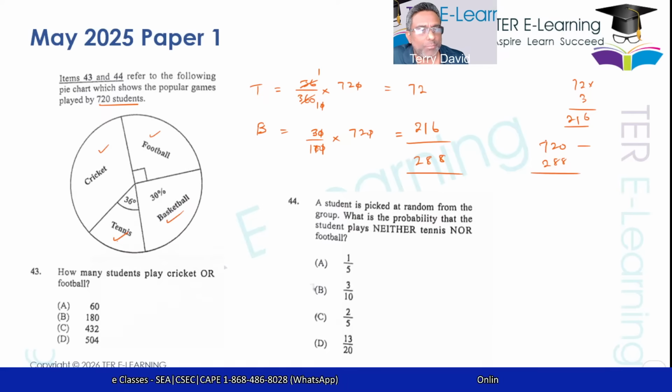So let's start doing some borrowing here. This will be 6. This is 12. This is 11. This is 10. 10 take away 8 is 2. 8, 9, 10, 11. This is 3. So we get 432, right? So cricket or football will be 432. Answer C.